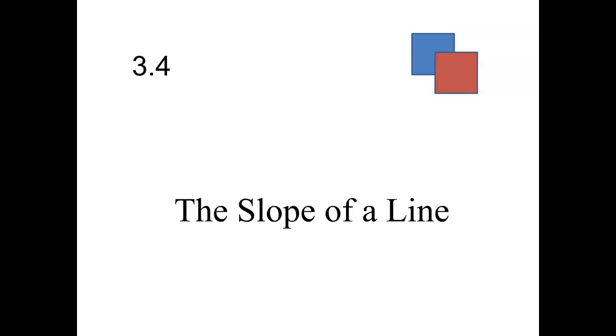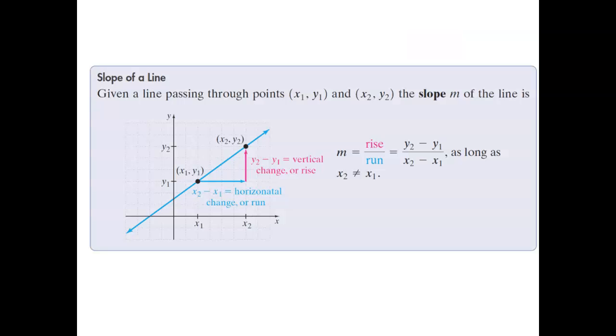So we're going to focus on slope of a line. Slope of a line is the ratio of a line's vertical change over its horizontal change. How much does it go up or down compared to how much it moves left or right? Okay? Rise over the run. Rise over the run. All right?